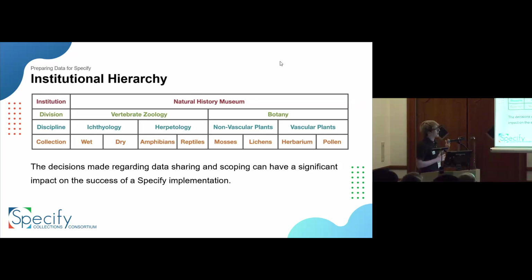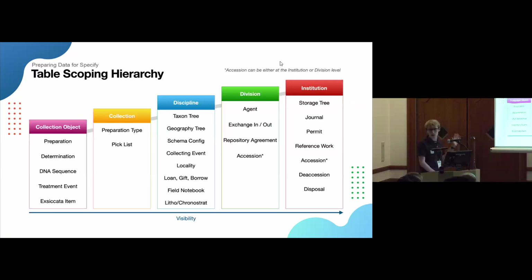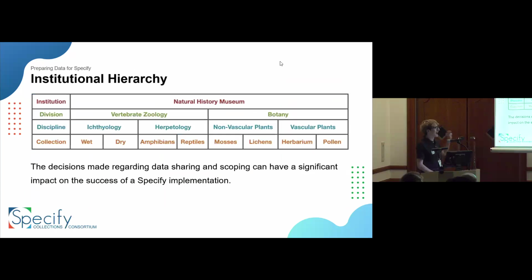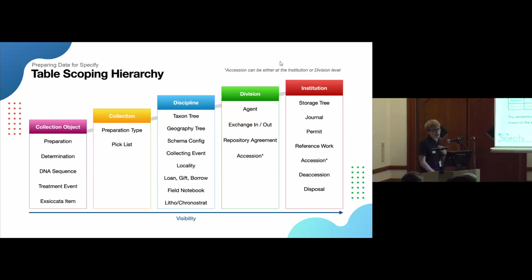So in Specify, we've got these four major levels in our hierarchy: institution, division, discipline, and collection. And this breaks down essentially to say that at certain levels in this hierarchy, data is shared. So within a discipline in Specify, you're going to share things like your taxonomy, the fields that are visible on your forms, the collecting information, localities. And this means that you have to think about this hierarchy when deciding how to organize your data.